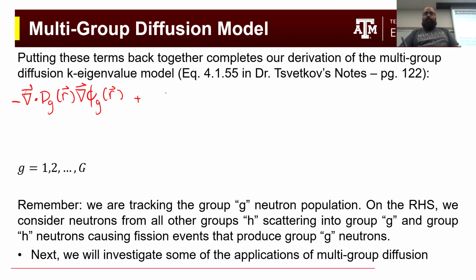Then we have a plus sign and we have that total interaction term. So that's going to be sigma T for group G, which could vary with position, times the scalar flux in group G.